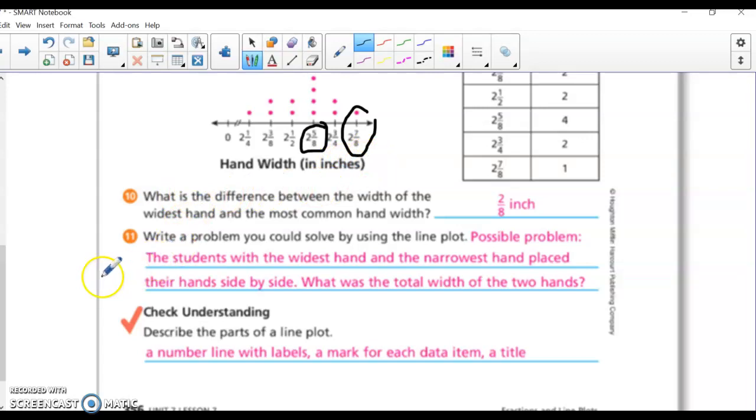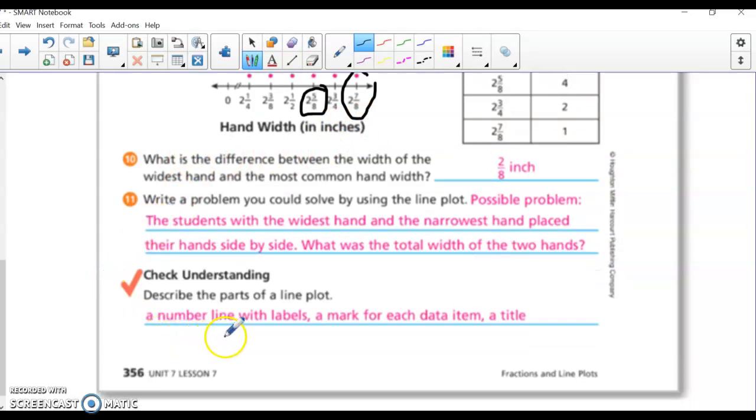Okay. And then the last part, the major parts of it, you need a number line with labels. You need a mark for each data item, and then it's important to have a title to know what it is that you are marking. Okay, that was it, guys. Really, it was that simple today.